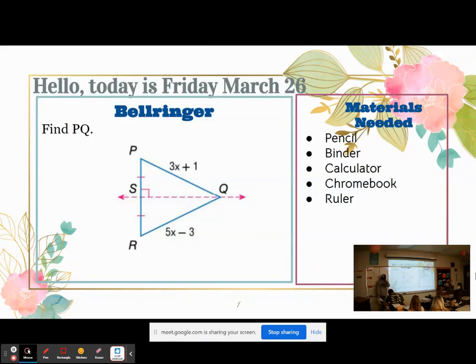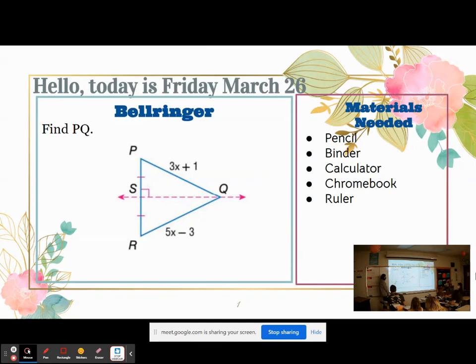Go ahead and explain to the class how you got the bell ringer, please? Well, I had a feeling that these two were just going to be congruent to each other, so I set them equal to each other, and I divided it out, and I got PQ equals 2.